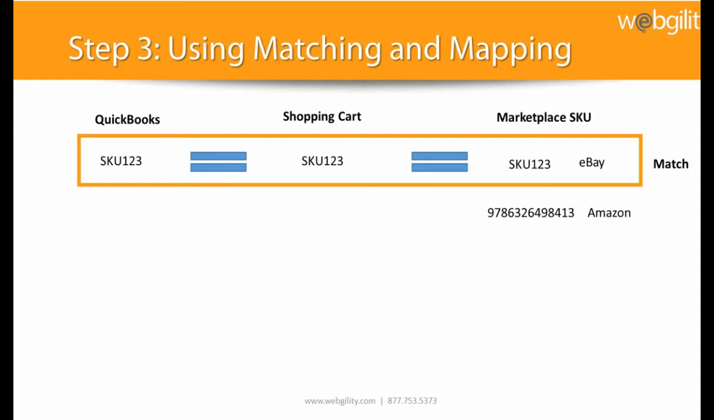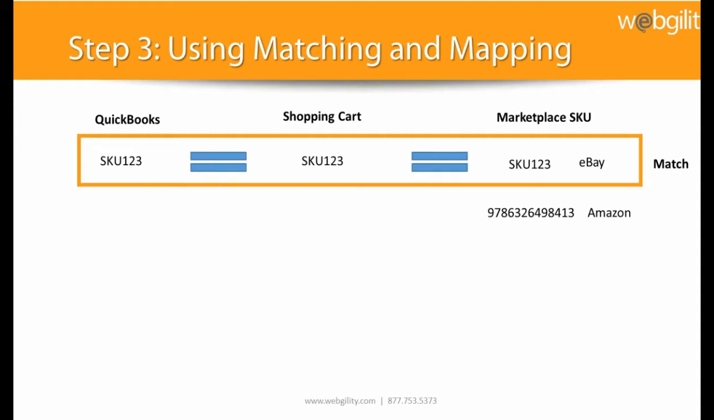So this particular book I have expressed in QuickBooks as SKU123, matches with my shopping cart. If I have the same book in eBay, it totally matches. We got a match. That's great. But what if my other multi-channel component is Amazon?